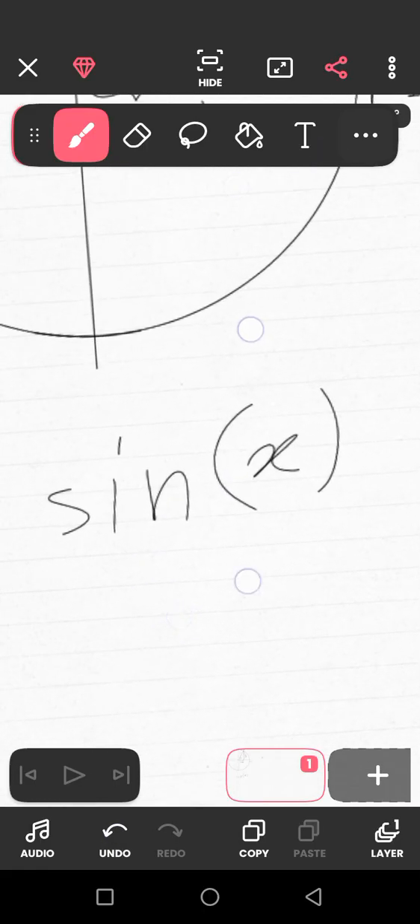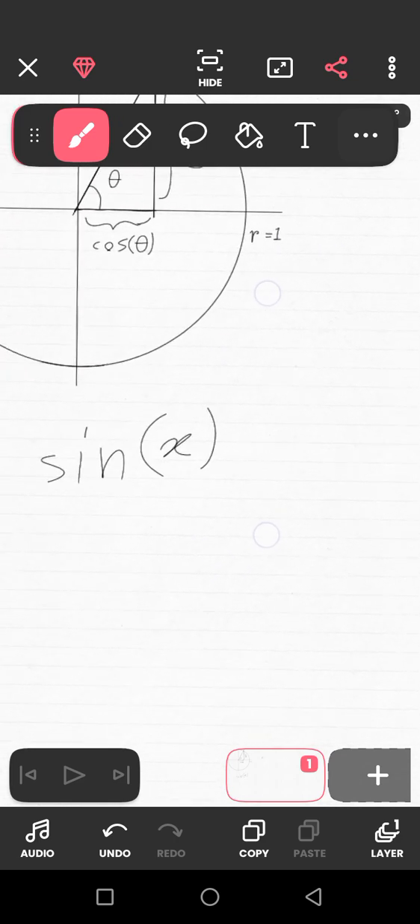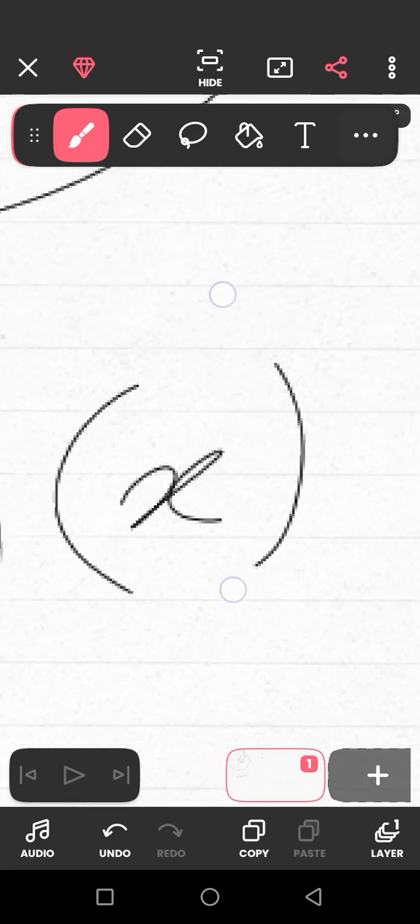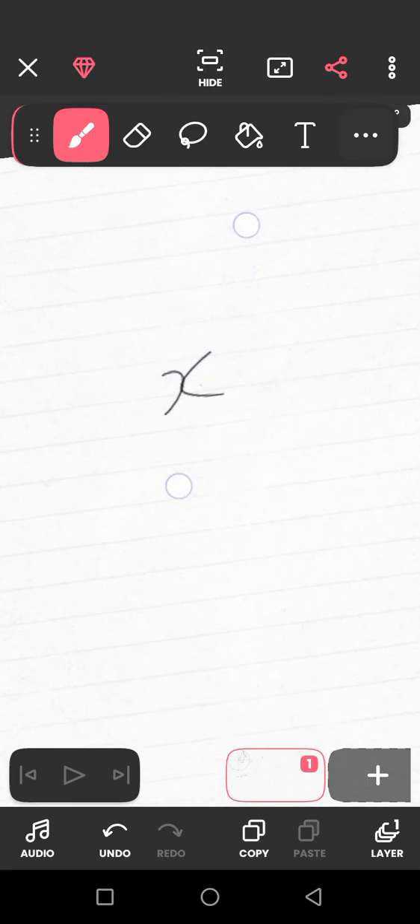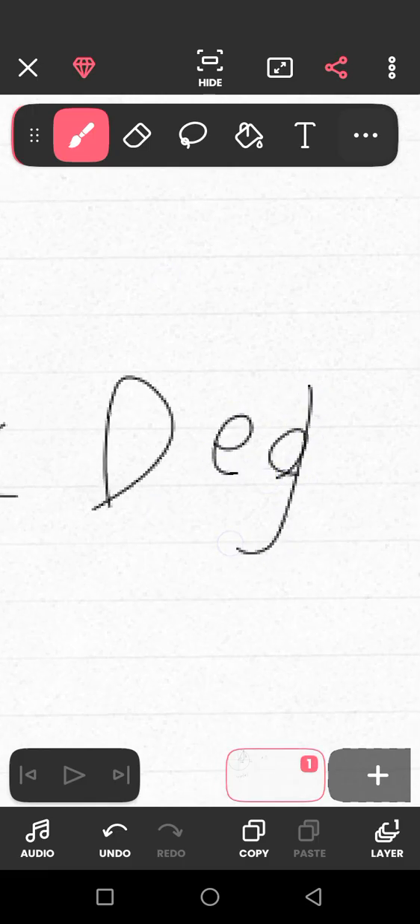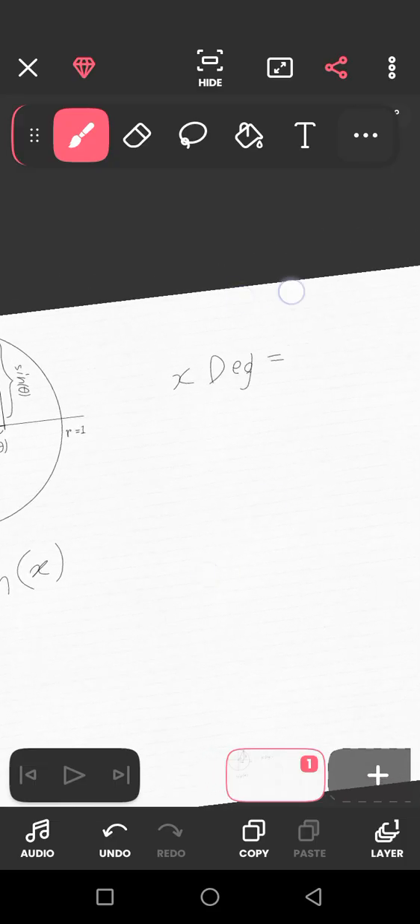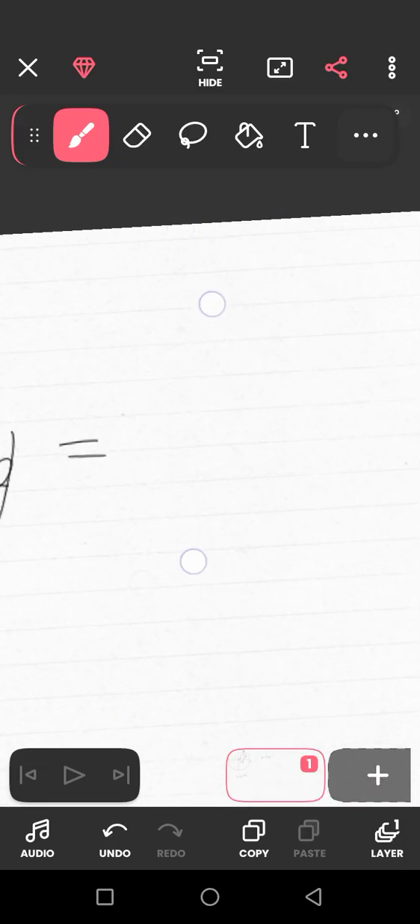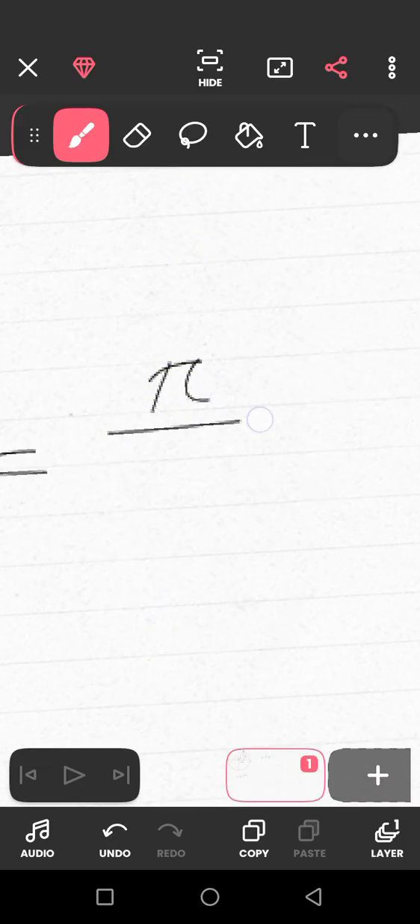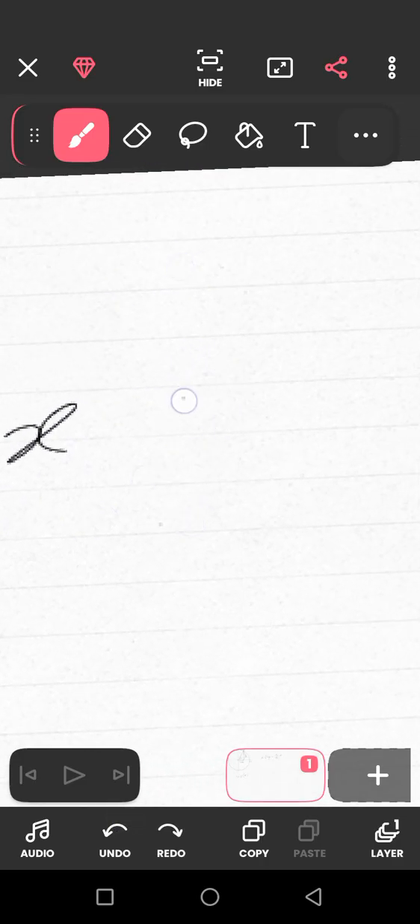To compute sine of x, don't use the infinite series directly if x is in degrees. Well, x degrees must be converted to radians first. So this infinite series works for x only if it's in radians. So x degrees is equal to pi divided by 180 and then multiplied by x radians.